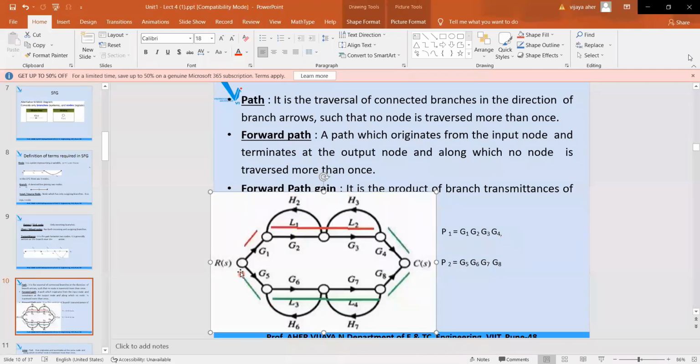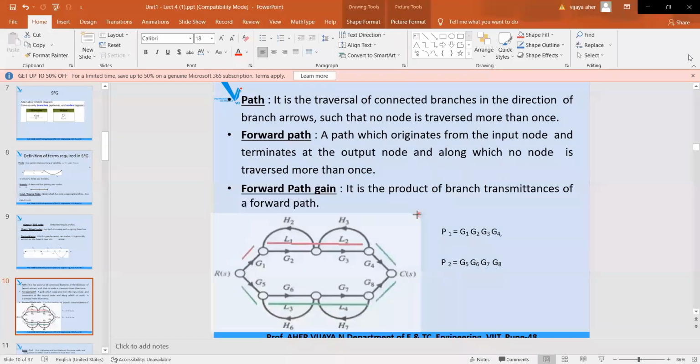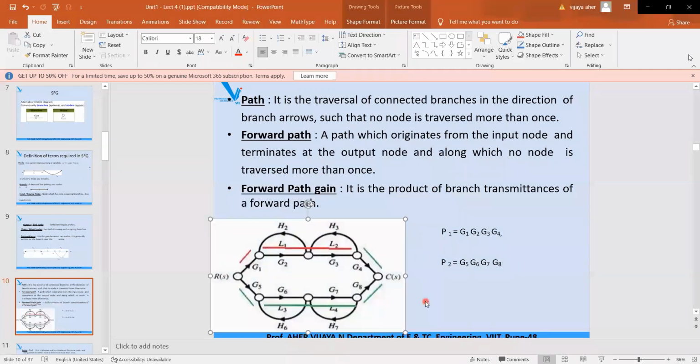Okay. Now for second path, P2. Now this is the second path. Okay. So you can write equation for forward path gain. P2 is equal to G5 into G6 into G7 into G8. Now this is the equation for P2. So this is how you can write forward path gain. Is this clear, students? Any doubt up to this? Yes, ma'am. Any doubt?